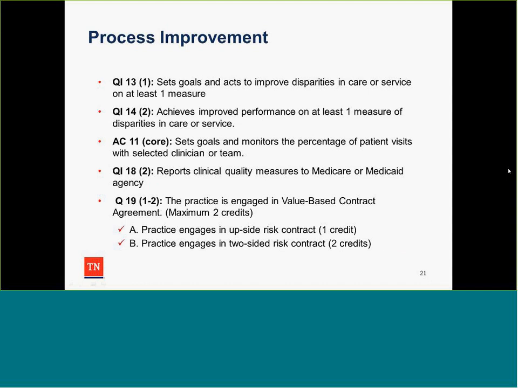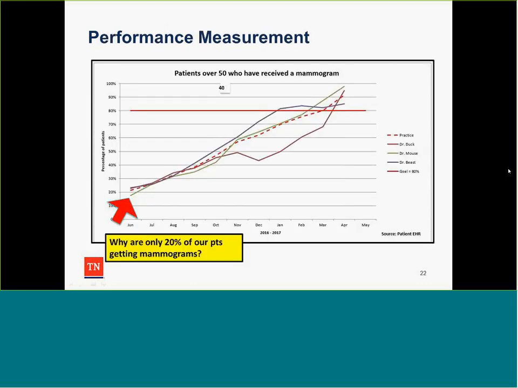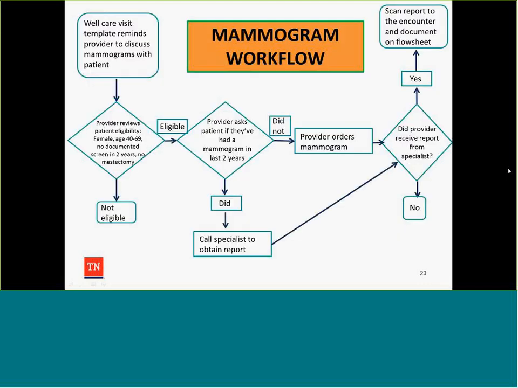More criteria in here that you're probably doing as a part of those core concepts and criteria for QI. Talk about performance measurement here. Moving back to measurement. So in June, only 20% of the patients were getting mammograms. Why is that?